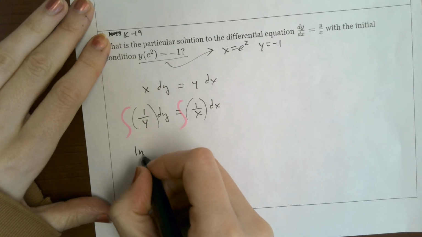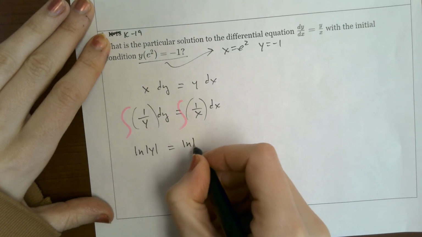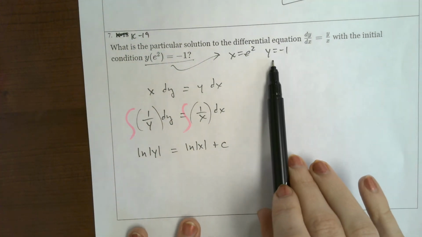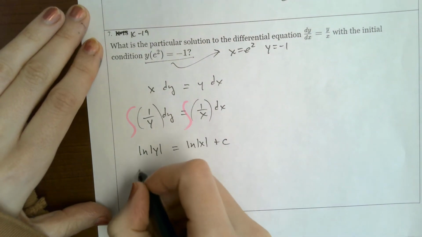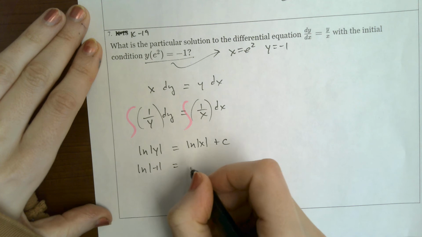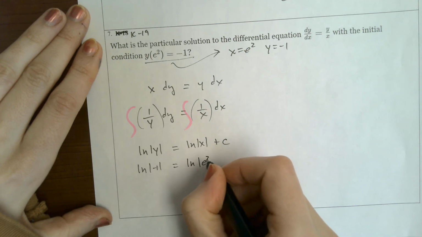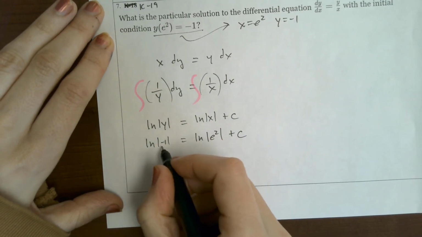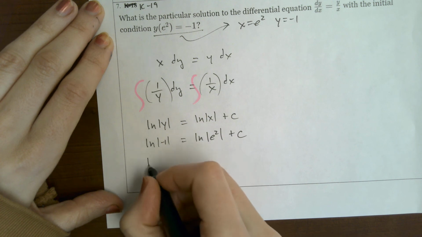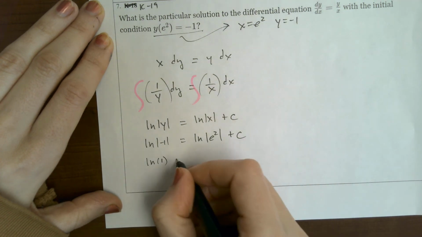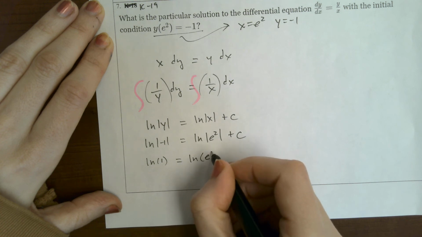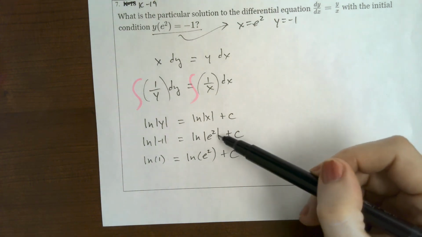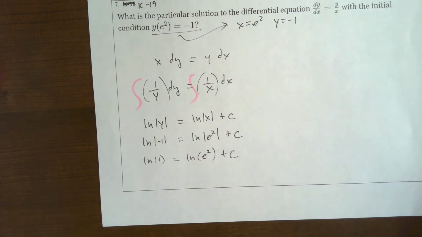This ends up being natural log absolute value of y equals natural log absolute value of x plus c. Then you've got to plug in the initial condition so that you can find c. So this is natural log of the absolute value of -1 equals natural log absolute value of e squared plus c. Now the absolute value of -1 is +1, so this is natural log of 1. And then guys, e to the second, that's already positive, so I don't really need the absolute values around the e to the second because it's a positive number anyway.